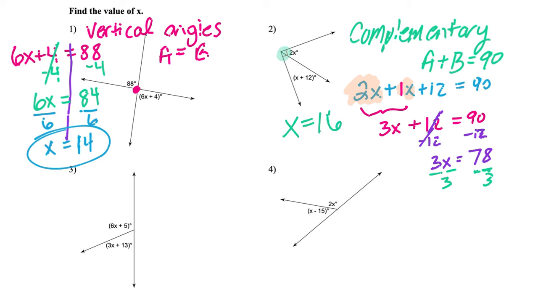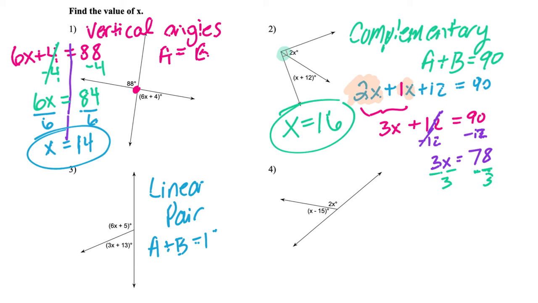The next angles show a linear pair. That's because they are on a straight angle and they share a side. So that means that they're supplementary. So I'm going to set up my equation. A plus B equals 180. So I'm going to do 6x plus 5 plus 3x plus 13 equals 180.